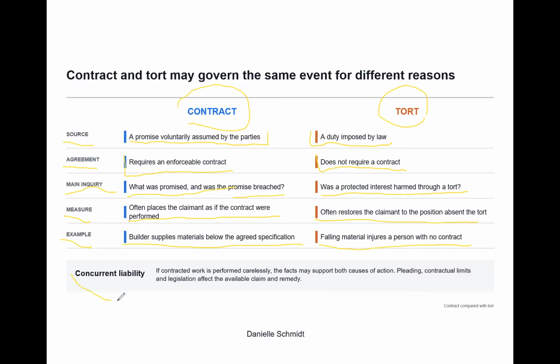Now, we can have concurrent liability. I'm not going to go into that in today's mini video, but in other lectures, you will discuss concurrent liability. So, for example, if contracted work is performed carelessly, the facts may support both causes of action under contract and under tort. But what will impact whether you go via contract or via tort will be things like pleading, contractual limits, and legislation affecting the availability of claims and remedies.